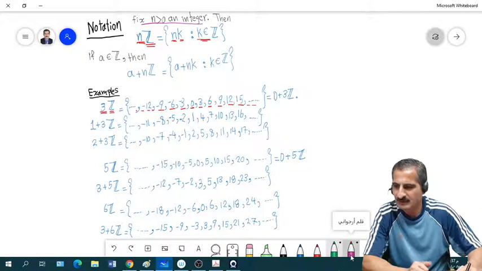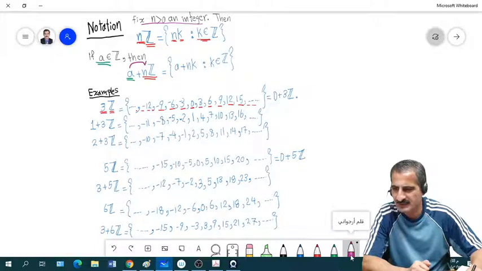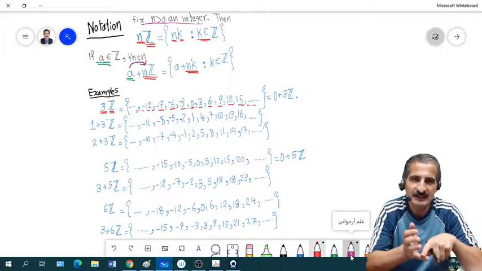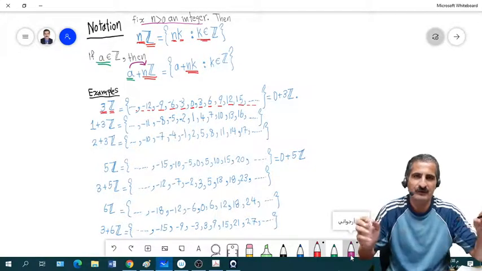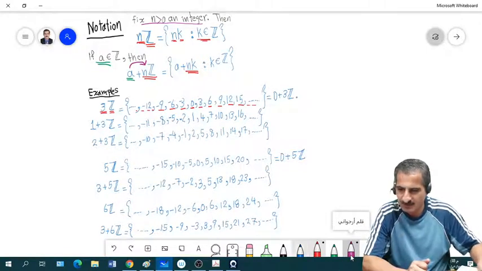Another notation, if I choose an integer a, and then add a to nz, the one I already got, which means I will add the integer a to every number inside nz. But any number from inside nz is of this form. So I will add a plus nk. n is fixed, a is fixed, but k runs over all the integers, positive and negative. And to see that, let's go to this example here.